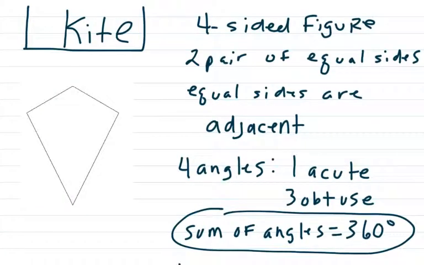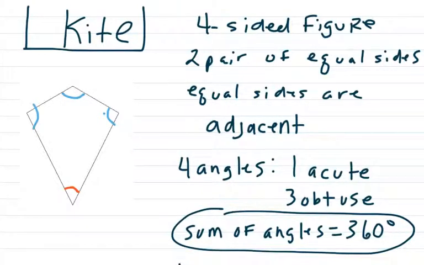And then our last quadrilateral, thank y'all for sticking there with me. I know this is a long video. Is the kite. Four sides, two pair of equal sides. The equal sides are adjacent, and you have four angles, one acute, three obtuse, and the sum of the angles equals 360 degrees. So your acute angle is right here at the bottom, and your obtuse angles are here at the top.